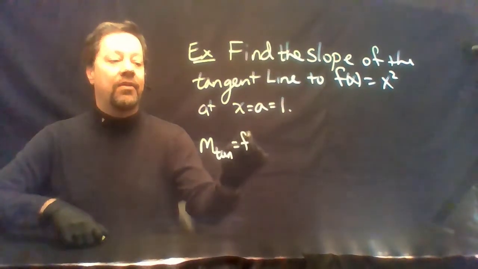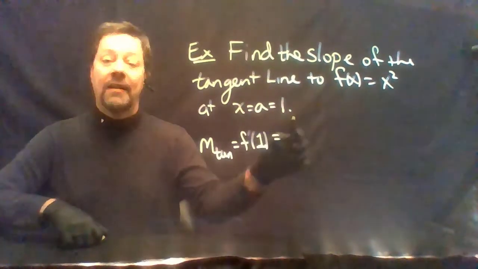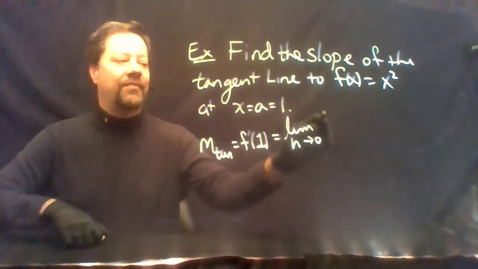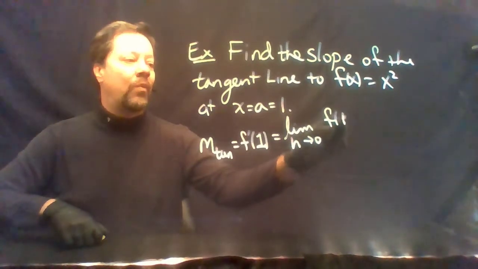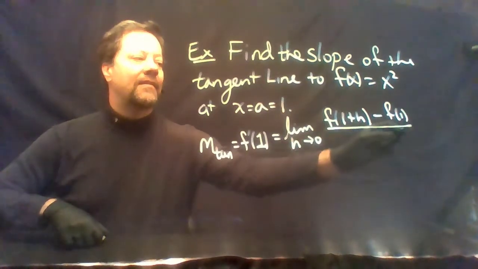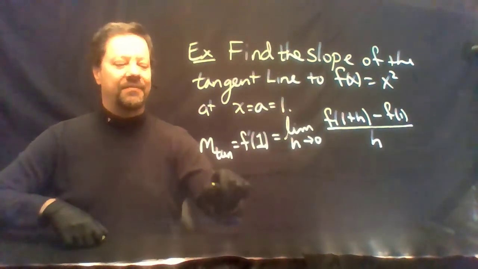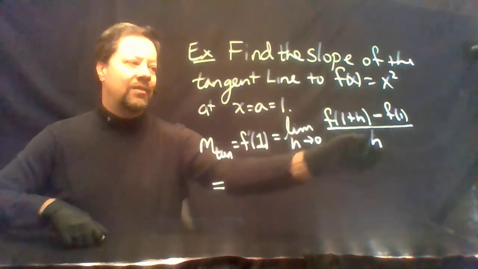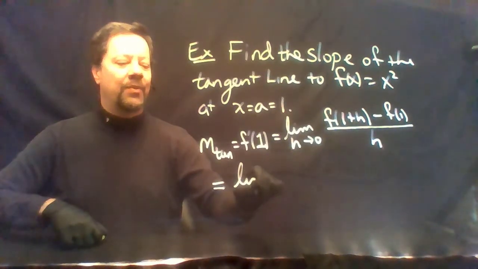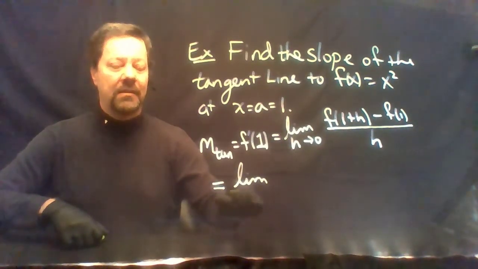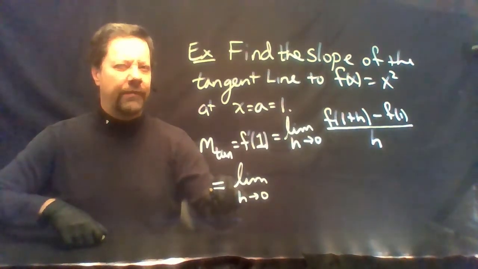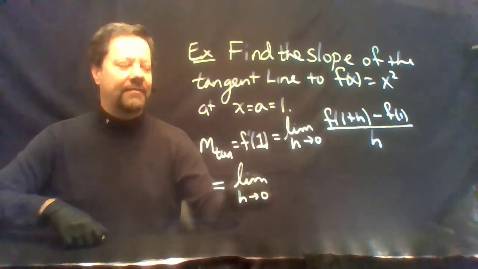This should be the derivative evaluated at 1, and that should be the limit as h goes to 0 of f of 1 plus h minus f of 1 divided by h. f of 1 is 1 squared, or 1. So we'll begin the next line with equals, and then limit as h goes to 0. Don't forget my equals. Don't forget my limit.